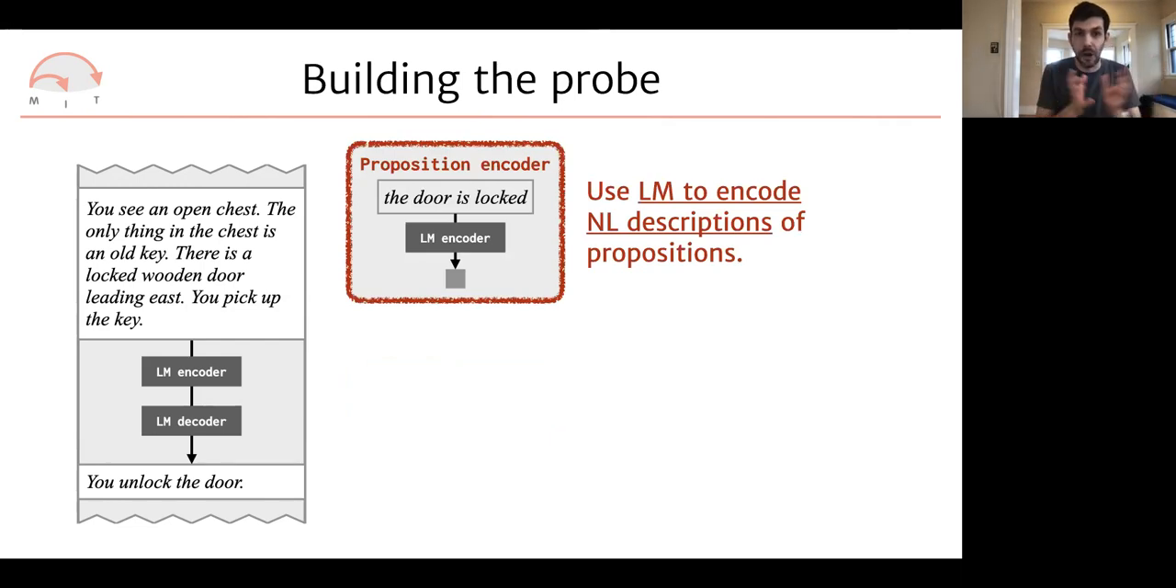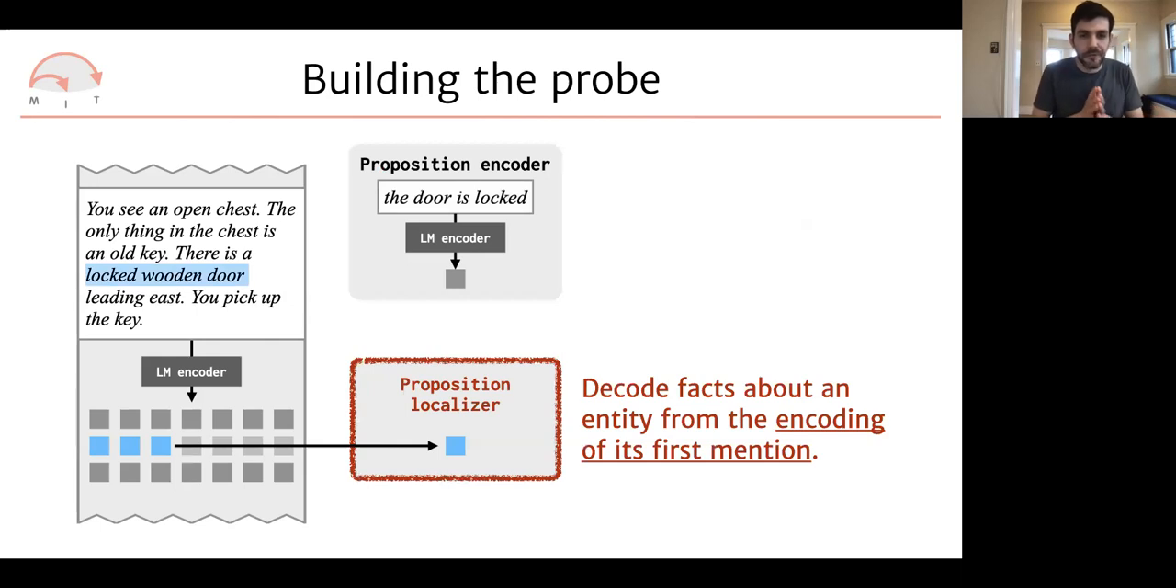So very briefly, to encode propositions, we're just going to write a template-based thing that transforms the propositions into natural language strings, and we'll encode those natural language strings using the language model itself. And this will give us vector representations of propositions, including propositions that are never explicitly stated by the text. Now, to figure out how to get representations of where these individual propositions might be living inside this text, we're going to build localizers that basically assume that the representations that carry the relevant information are the representations of the initial mention of the objects involved in the proposition that we're trying to decode. So if I'm trying to figure out whether the door is locked, I'm going to look only at representations of the first mention of that locked door in the discourse.